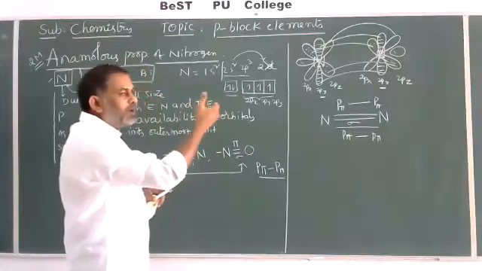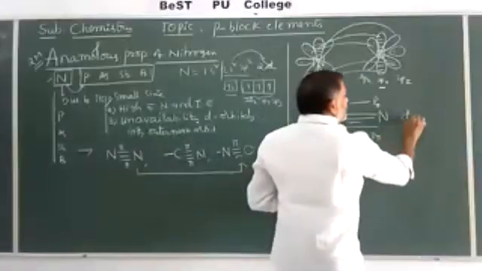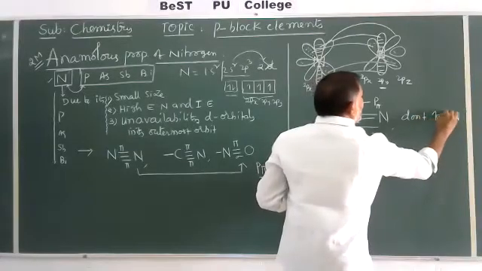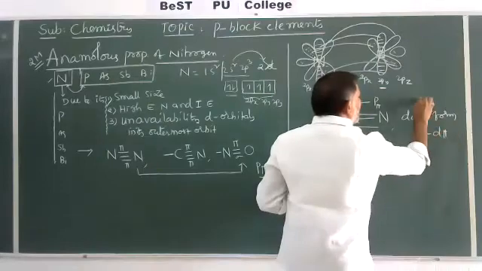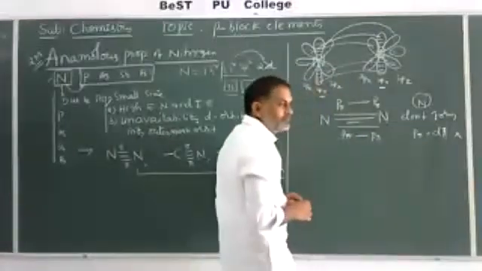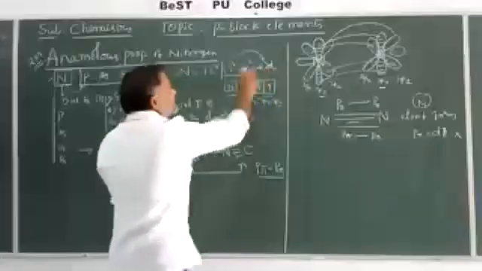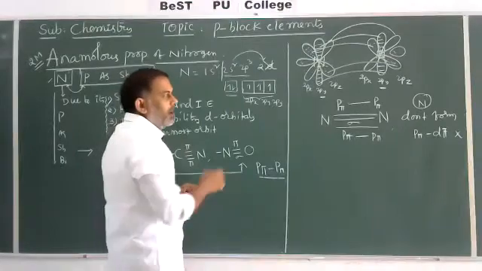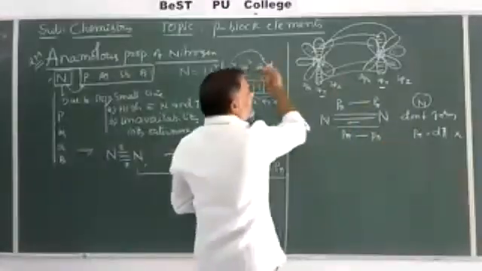One student asked in the previous class, sir, what about P pi and D pi bonds? Nitrogen does not form P pi and D pi bonds. Why does it not form? Because of the absence of a d orbital in its outermost orbit. This is the reason, the absence of a d orbital.